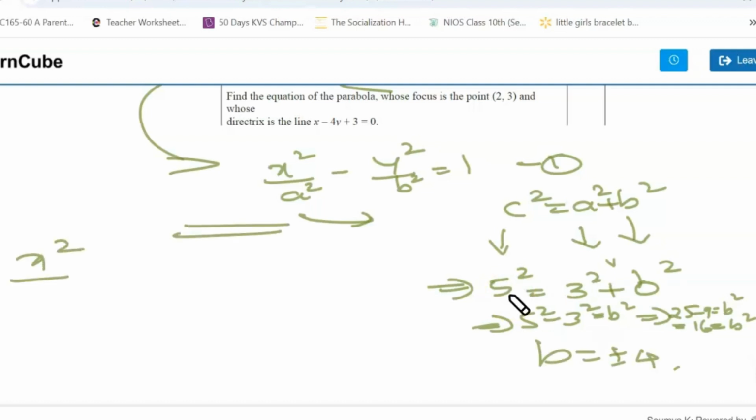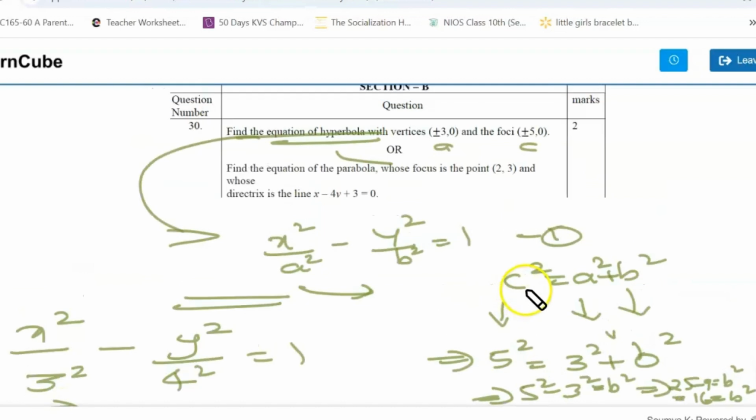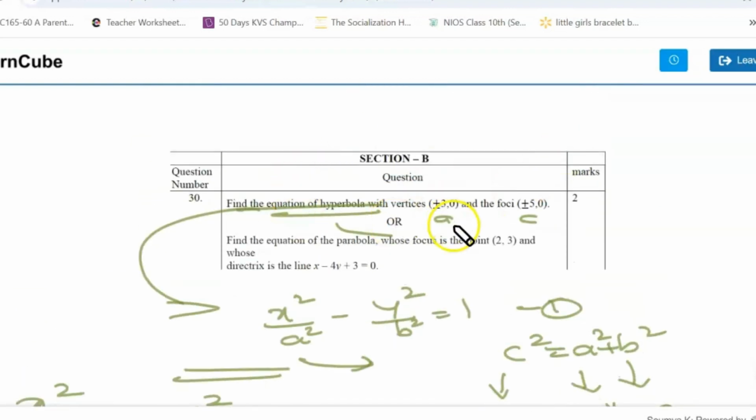Substitute in the hyperbola equation. x square by a, which is 3 square, minus y square by 4 square equal to 1. This is the solution of your given equation for hyperbola. Okay, next one is the OR part. This is from section B, so it contains 2 marks. Either you can do the first one or the second one.